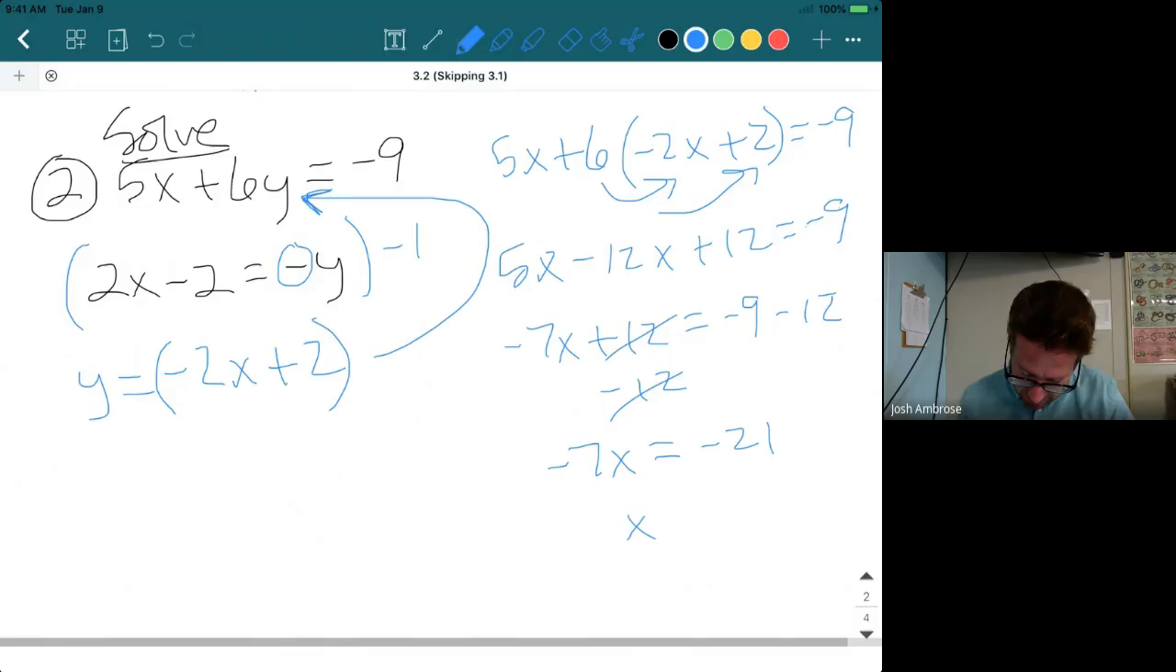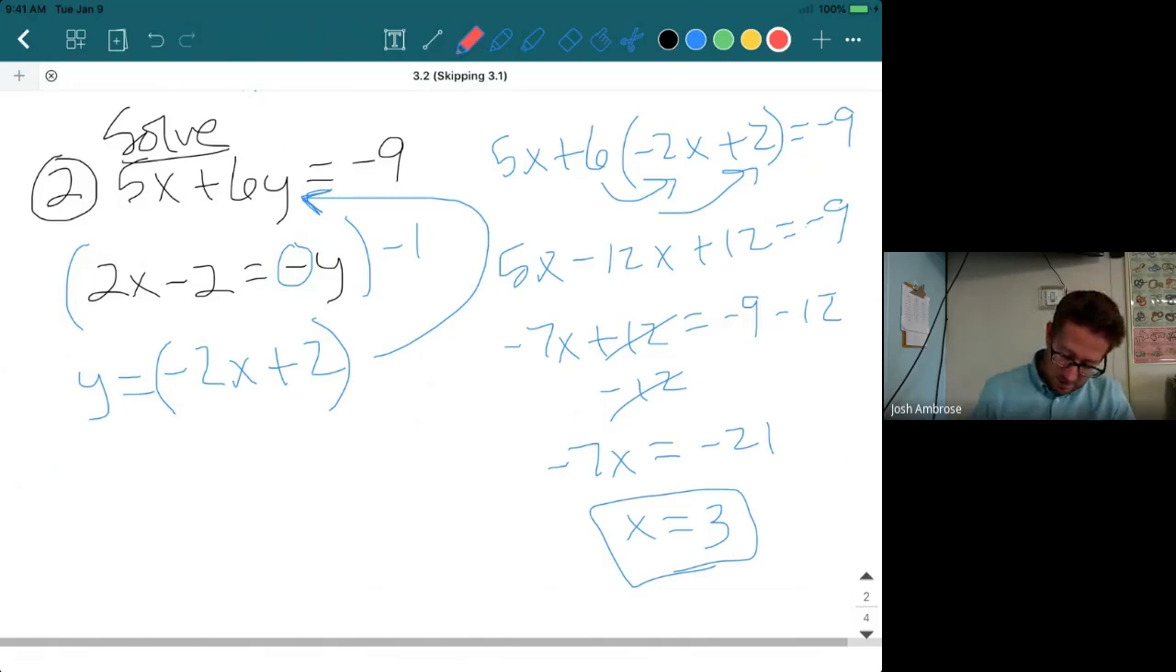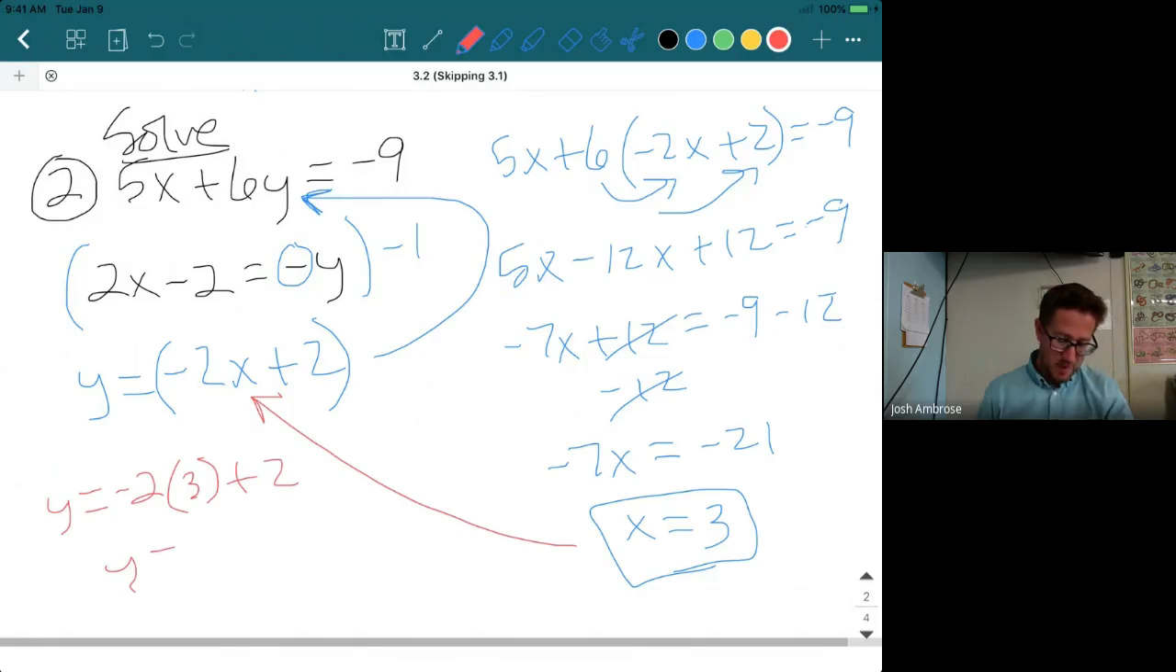Divide both sides by 7. That's a -21. It's a -7. It's going to be a +3. Okay. Now take that value and plug it in right there for x because that equation is now perfectly set up for y. So y equals a -2 times a +3 plus 2. So that's going to be -6 plus 2. Y equals a -4.